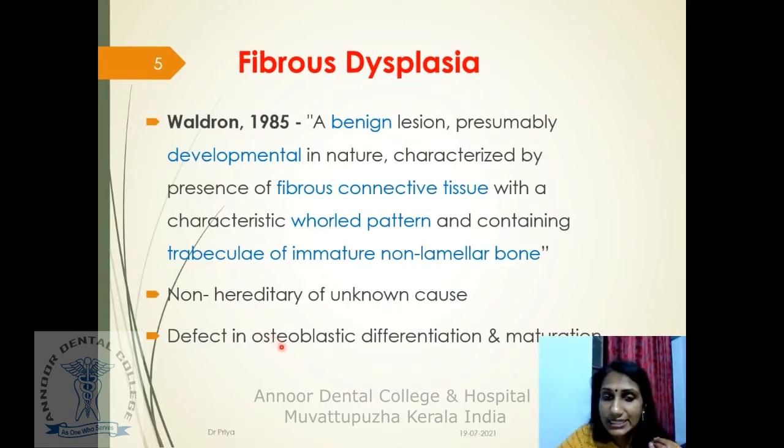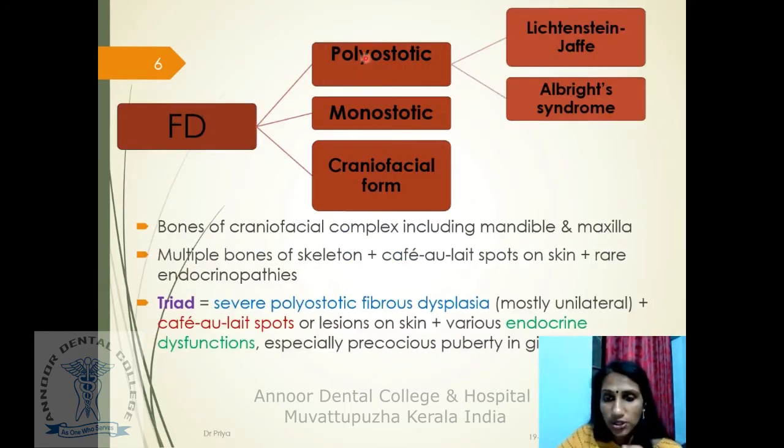Here basically there is a defective osteoblastic differentiation and maturation. So the osteoblast is affected where there is no proper differentiation and maturation of the osteoblast. Fibrous dysplasia, as we all know, is further divided into poly, mono and craniofacial form, and your polyostotic type is further subdivided into two, that is Jaffe-Lichtenstein type and McCune-Albright syndrome. So where you have multiple bones being affected, you have further subdivision as Jaffe-Lichtenstein and McCune-Albright syndrome.